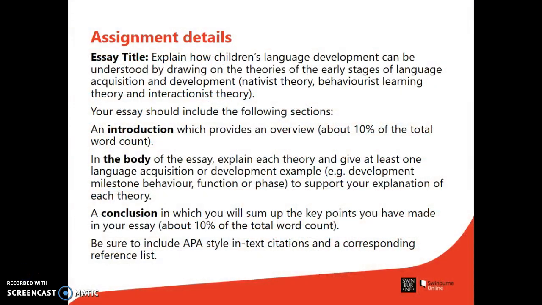So you are writing an essay, and the title of your essay is going to be Explain How Children's Language Development Can Be Understood by Drawing on the Theories of the Early Stages of Language Acquisition and Development. So this is the nativist theory, the behaviourist learning theory, and the interactionist theory. Your essay needs to include an introduction, which is about 10% of the total word count, and a body of your essay. So this is going to explain each theory and give at least one language acquisition or development example to support your explanation of each theory, and a conclusion, which is going to sum up the key points you have made in your essay.